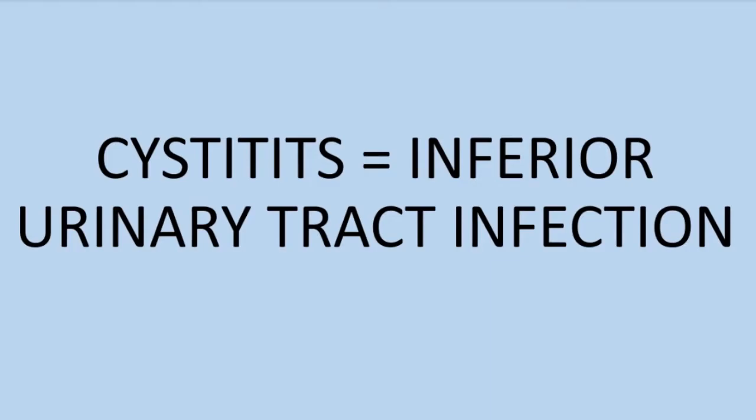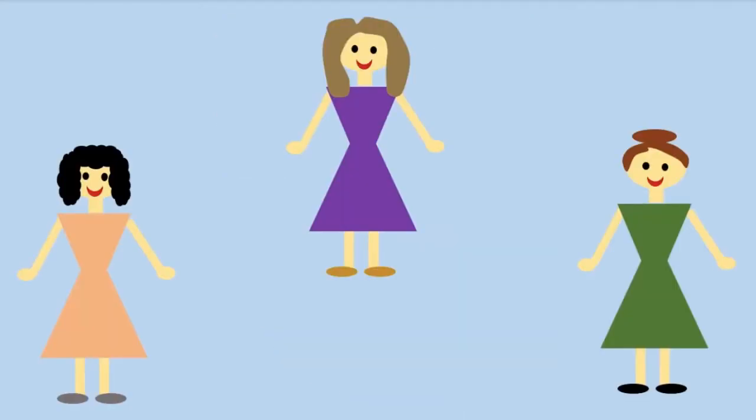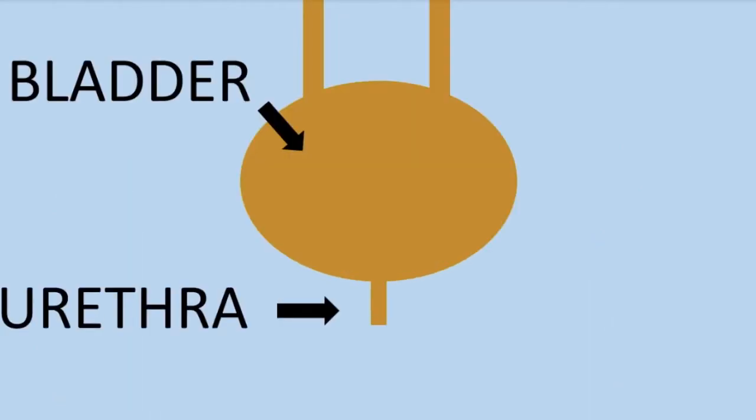Cystitis, also known as inferior urinary tract infection, is the inflammation of the bladder. Cystitis is more common in women because women's urethra is shorter than men's urethra and it is closer to the anus. The urethra is the last tubular structure of the urinary tract that conducts the urine from the bladder to the outside of the body.